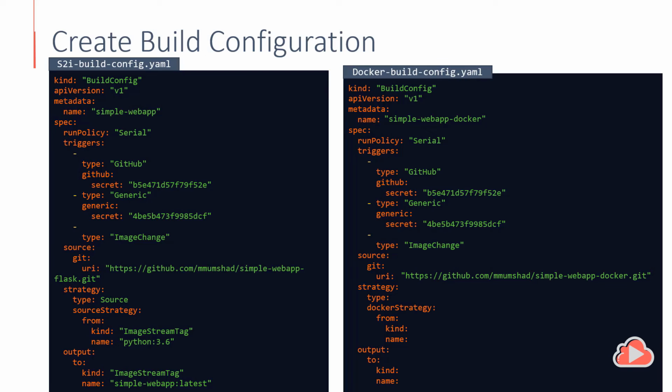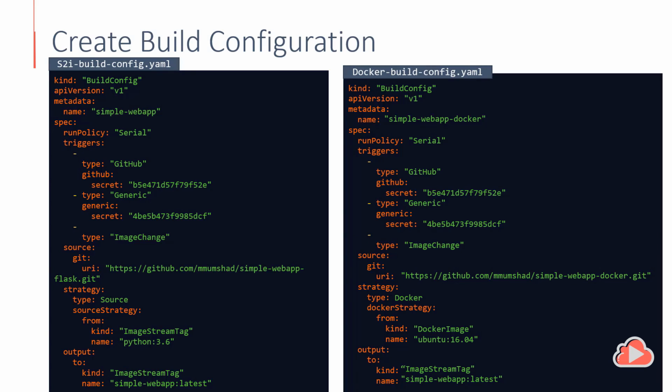This is the Simple Web App Docker GitHub repository. Then, the strategy type is now going to be Docker instead of source. Also specify the source image to build the application from, which in this case happens to be Ubuntu 16.04. The output is going to be an image stream tag. We will use the same image stream for now.